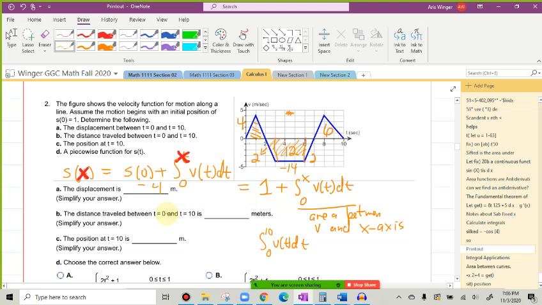Okay. The total distance traveled from t equals 0 to t equals 10, just add that stuff up, 24. Right? So all this blue stuff right here just becomes positive like this, right? And you're just adding up the positive 14 instead.